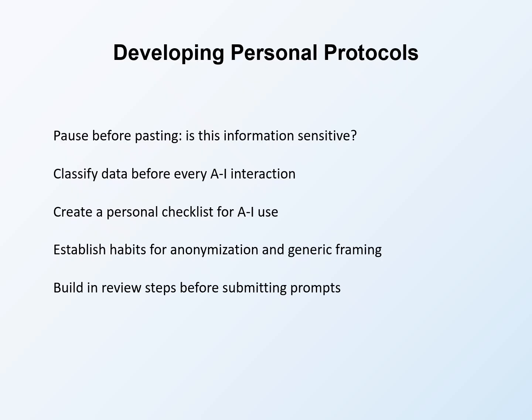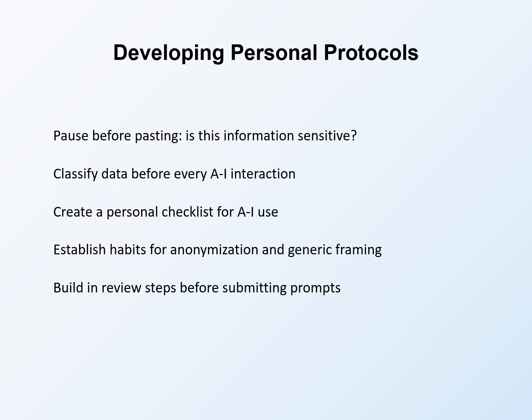Classify data before every AI interaction. Ask yourself what category this information falls into under your institutional data governance framework. If you cannot quickly determine the classification, treat the data as restricted until you verify otherwise. Create a personal checklist for AI use. List the types of information you handle regularly, and note which categories are safe for AI input and which require protection. Having this checklist visible near your workspace serves as a constant reminder.